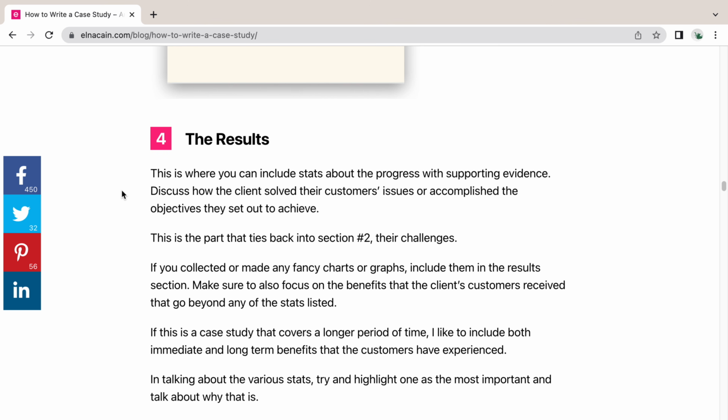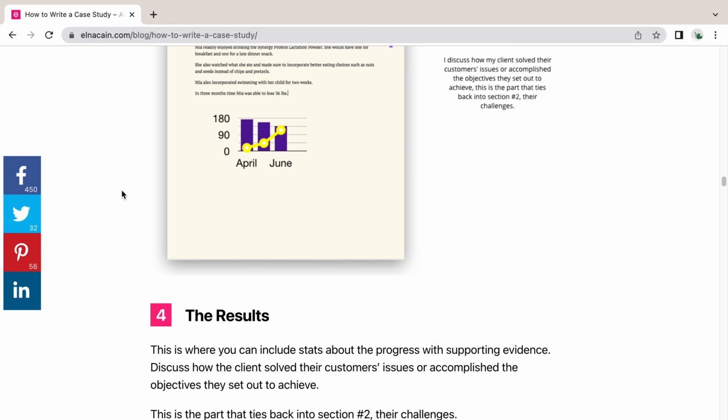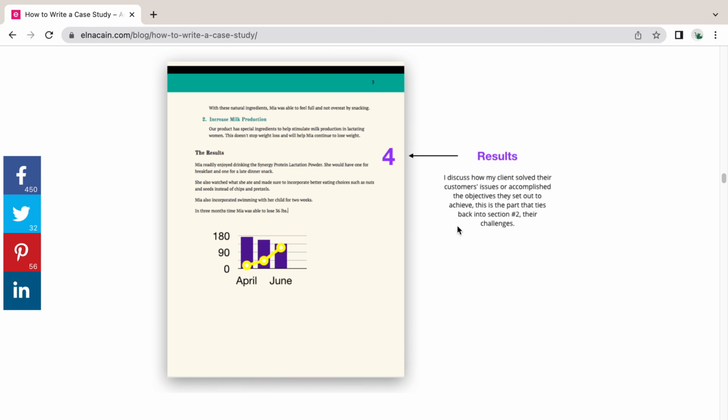So this is where you can include stats about the progress with supporting evidence, discuss how the client solved their customers' issues or accomplished the objectives they set out to achieve. And this ties back to section number 2 about their challenges. So here I just did a little mock graph there. I discussed how my client solved their customers' issues or accomplished the objectives they set out to achieve.